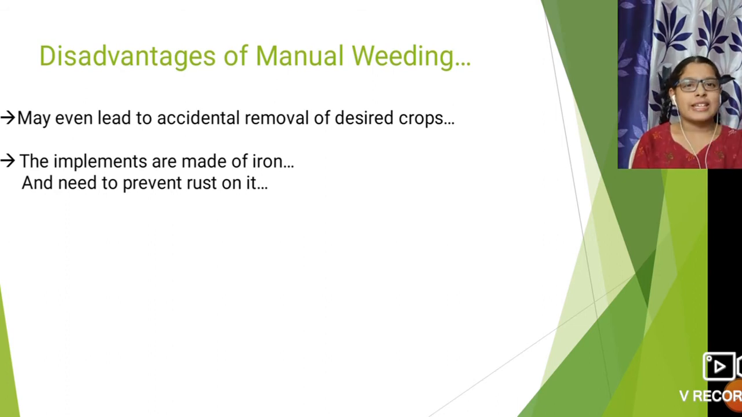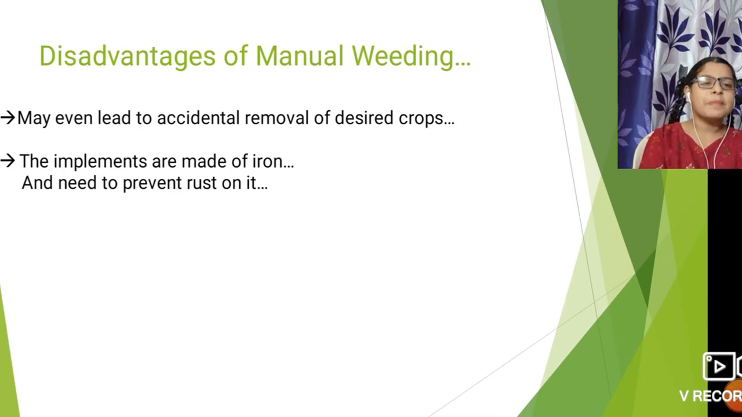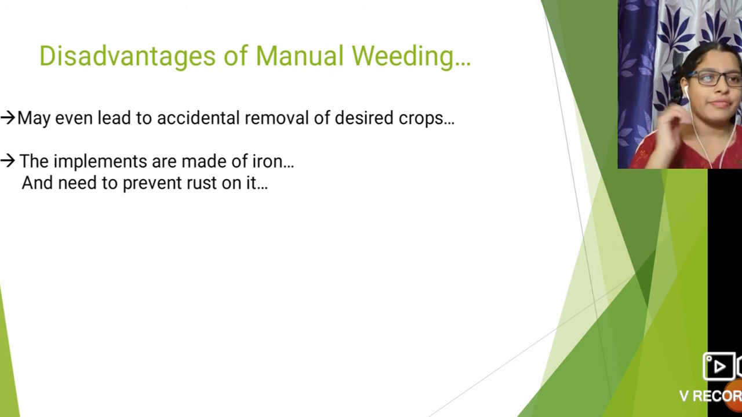Okay, so the second disadvantage is that the implements are made of iron and the rust on them needs to be prevented. These agricultural implements are made with iron, and sometimes the iron may rust. If rusted iron is used in the farm, a few problems may occur, so the farmers need to prevent the rusting of the iron.